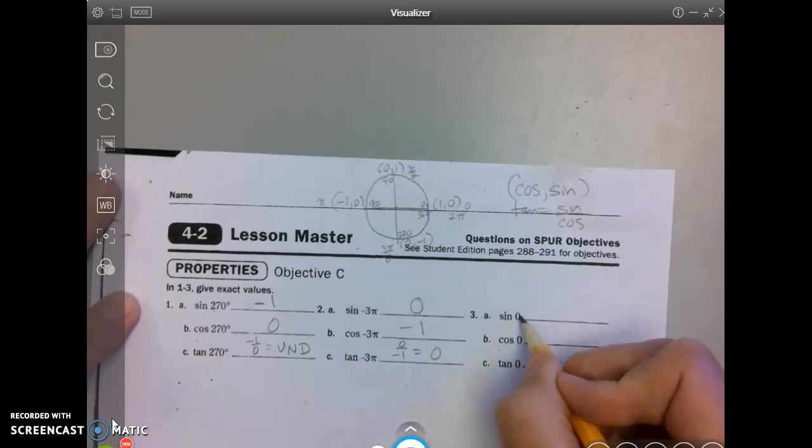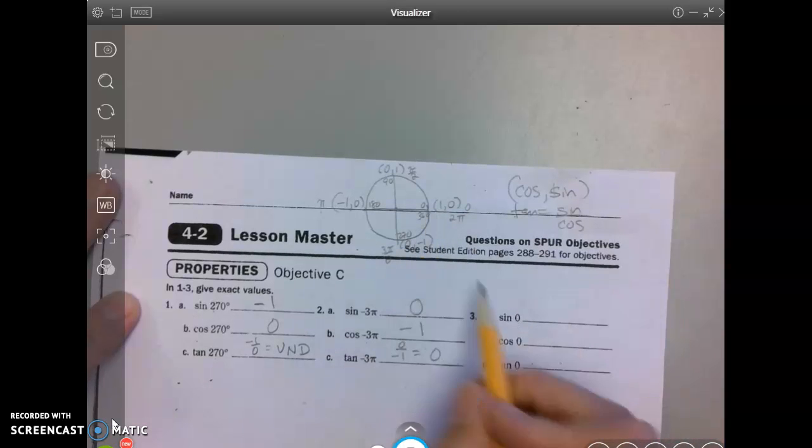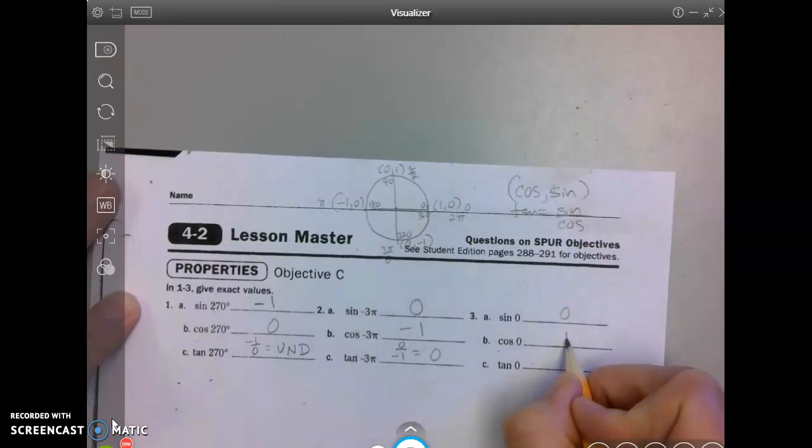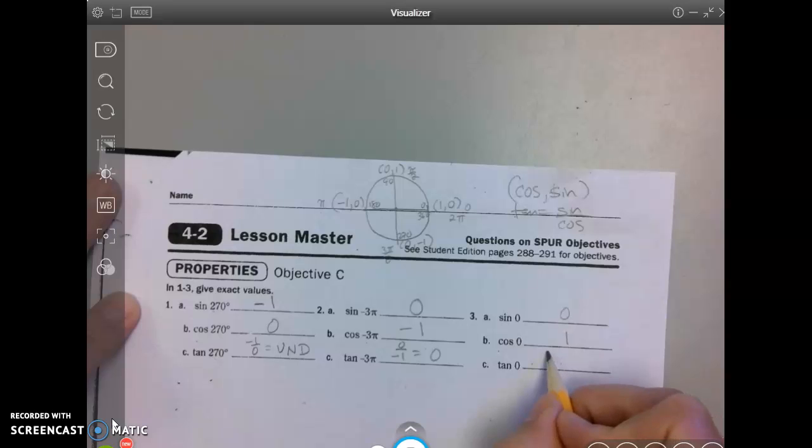The sine at 0, that's right here. Sine is the y-coordinate, 0. Cosine is the x-coordinate. Tangent is sine divided by cosine, which is 0.